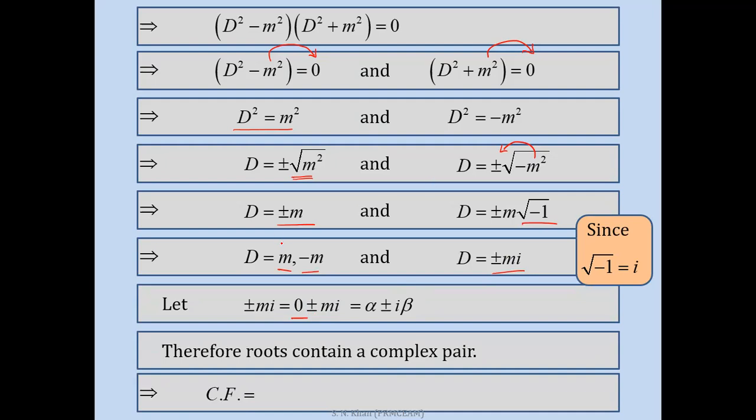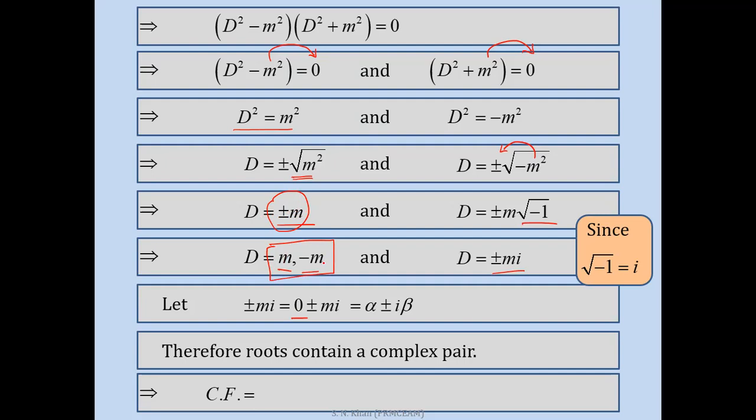First 2 roots are real, plus m and minus m. These two values are real, though they are in the form of a pair. This value came in the plus minus m format, but it does not contain the imaginary term i. So we cannot compare it with alpha ± i beta. It is completely real. That's why we separated it.